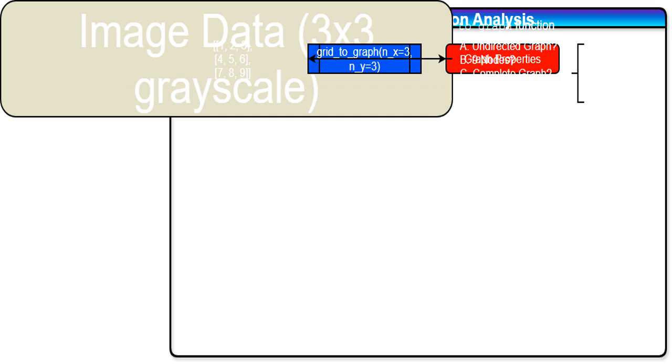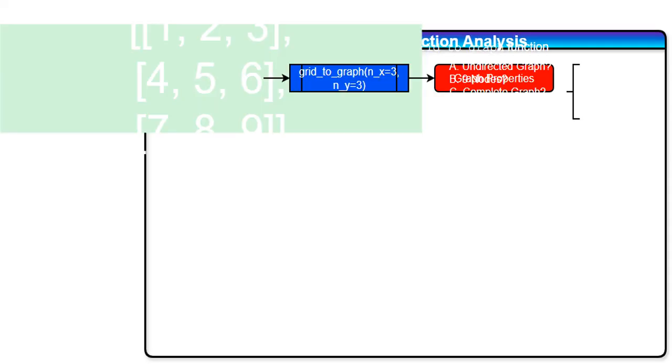I have a 3x3 grayscale image represented as a numpy array. Each number represents the pixel intensity. The array is 1, 2, 3, 4, 5, 6, 7, 8, 9. This image will be the input to our grid_to_graph function. This is the specific 3x3 grayscale image data I'm working with. The function will use this to determine connections in the graph. It is the visual data that forms the basis of our graph.